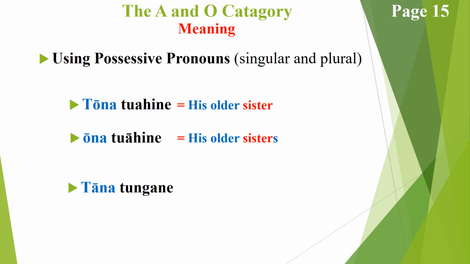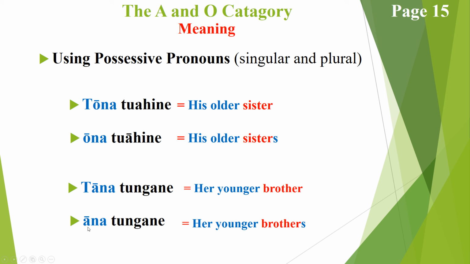So this tāna tungāne can only be her younger brother. Why is that? Because we're looking at the A category, so we already know that it's younger. And tungāne is only a brother to a female, so it can only be her younger brother. Same again here, āna tungāne, because it's in the A category. We've dropped the T, which means it's plural, and it can only mean her younger brothers, because it's in the A category, and tungāne is a brother to a female, which makes this her younger brothers.